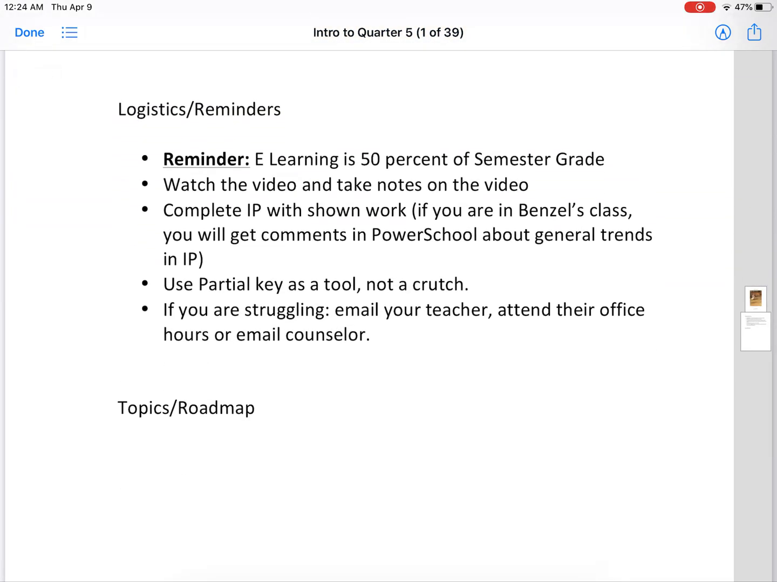So just a few reminders here. If you want calculus credit, it is going to be essential that you are completing your e-learning, as it's 50% of the semester grade. So what this means is if you had, let's say, a 90 and you did not do e-learning at all, you would have a 45% at the end of the semester, and you wouldn't want an NG to appear on your transcript, especially when colleges look at that transcript one last time before you go.